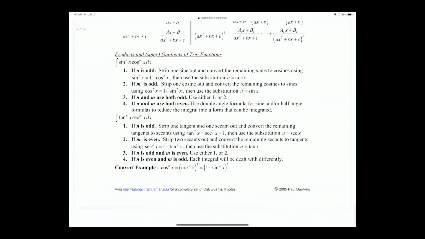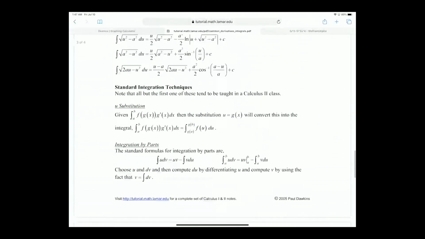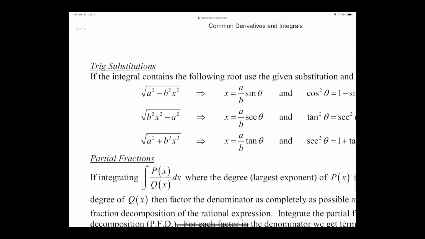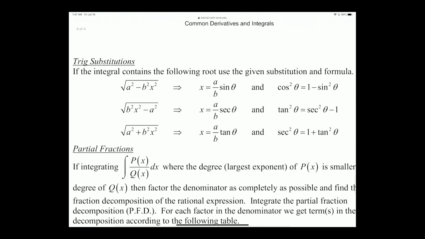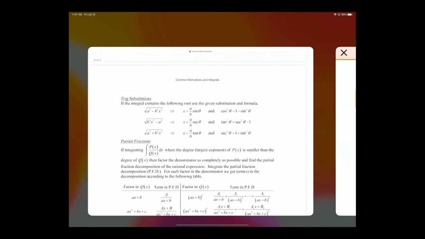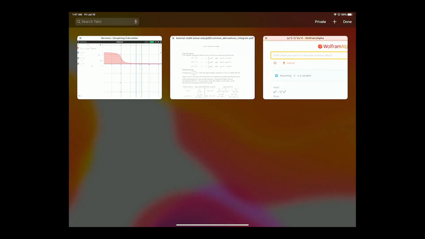But he doesn't. What he does have, I think, is some help with trig sub right here. Look at that. He has some advice for trig substitutions. Anyway, that cheat sheet is listed on Canvas. We'll just go ahead and do it. It's not going to be a big deal.